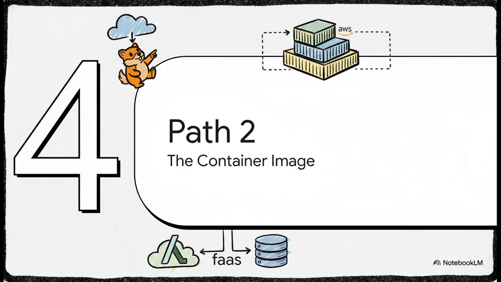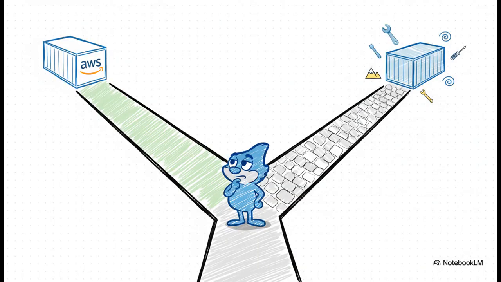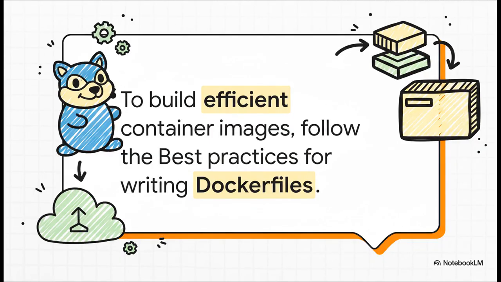The second path gives you a whole lot more control and flexibility, and that's by packaging your function up as a container image. And here, you've got a choice. You can use an official, highly optimized OS-only base image from AWS, which is definitely the recommended way to go. Or, if you need some special tools or a different environment, you can use pretty much any other base image like Alpine or Debian. You'll just need to add a small piece called the Lambda Runtime Interface Client to handle the communication for you.